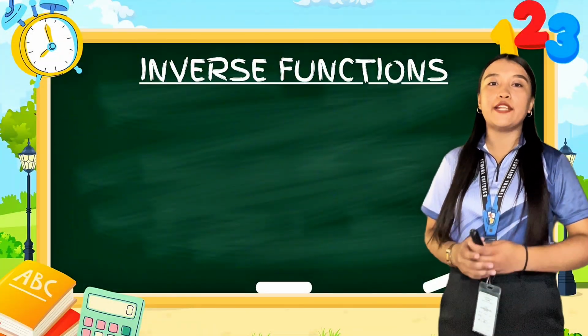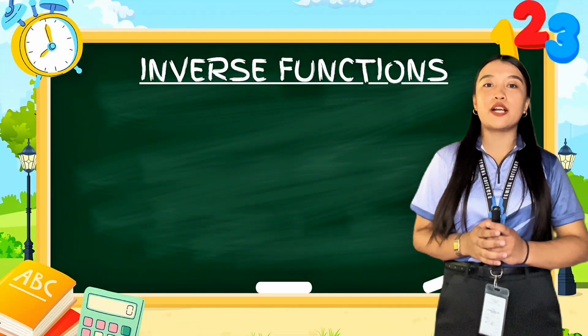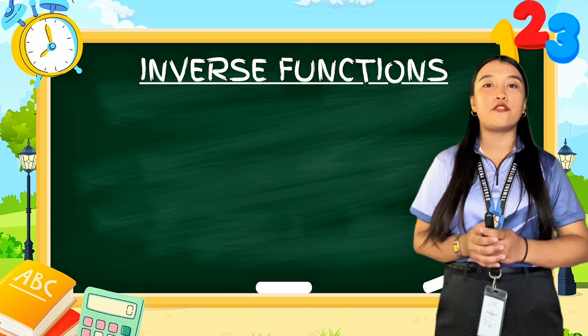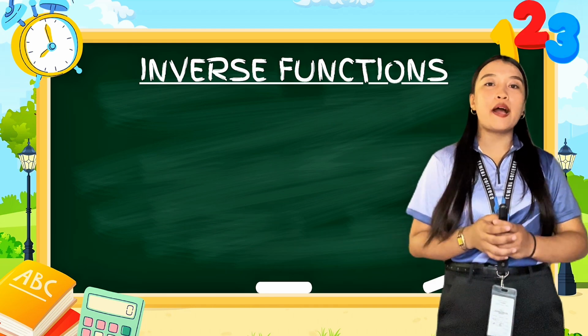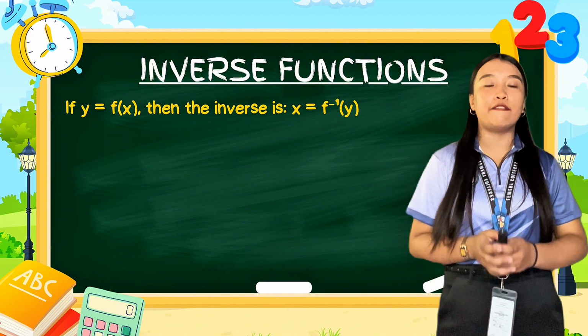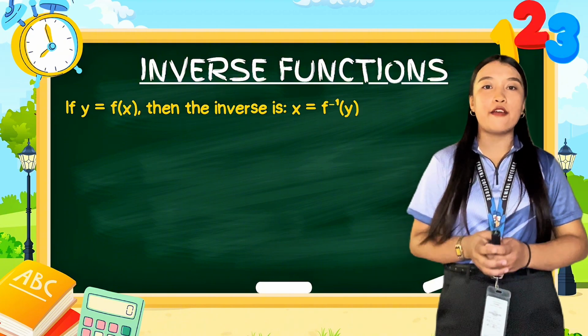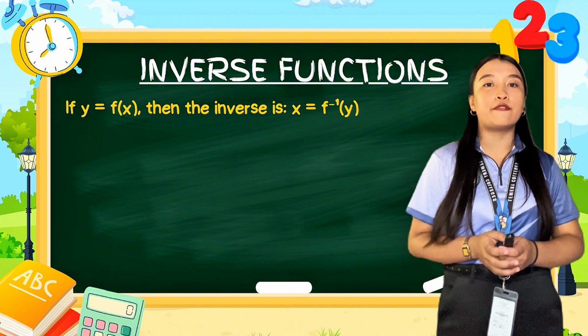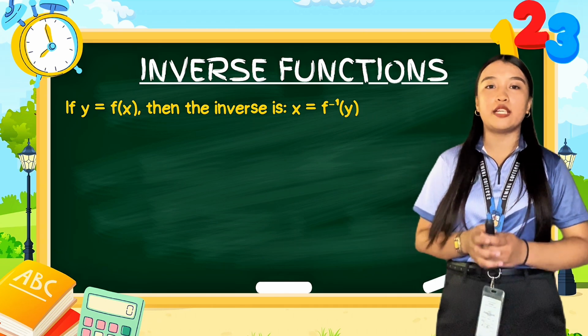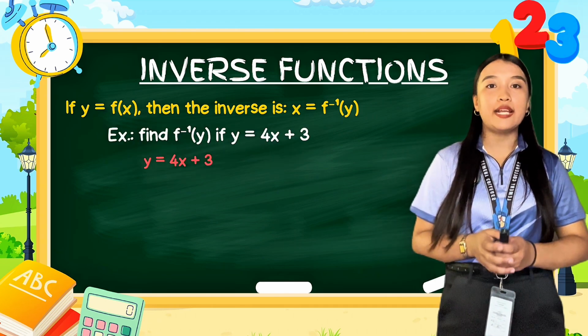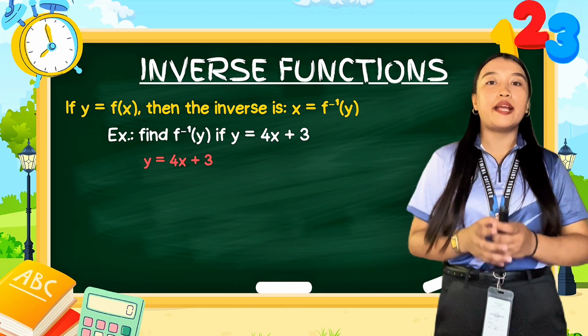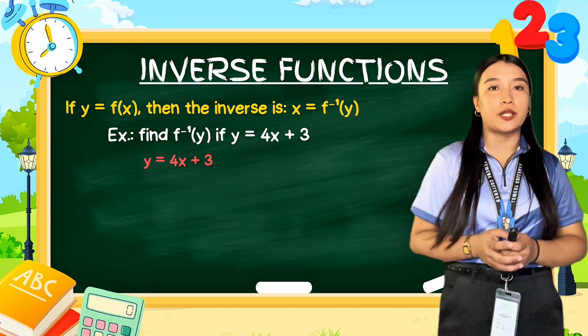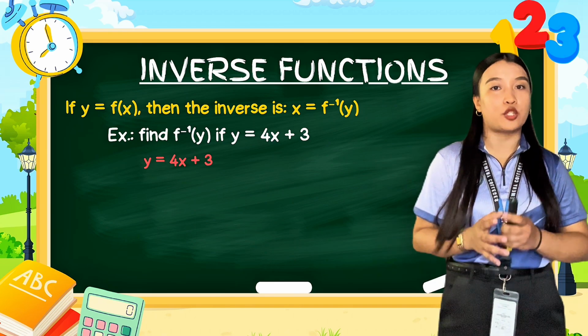Lastly, let's find the inverse of a function. So an inverse function reverses the effect of the original function. In simple terms, if y equals f of x, then the inverse is x equals f inverse of y. To find the inverse of the function, we start with the given equation, read as y equals 4x plus 3. And our goal is to find the inverse function. So we need to solve for x in terms of y.